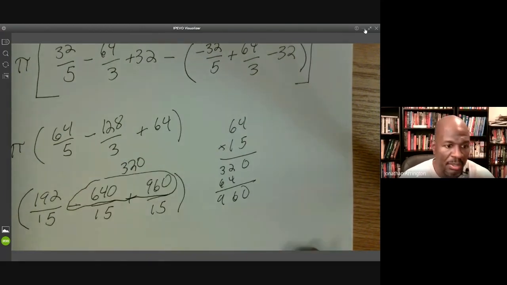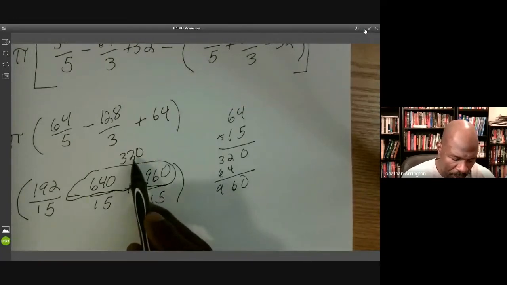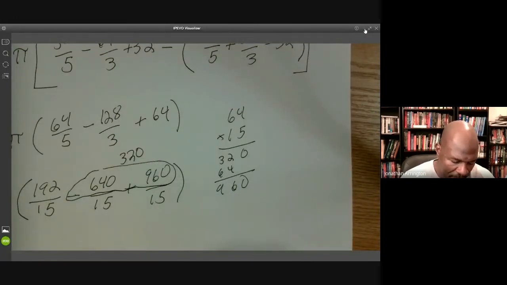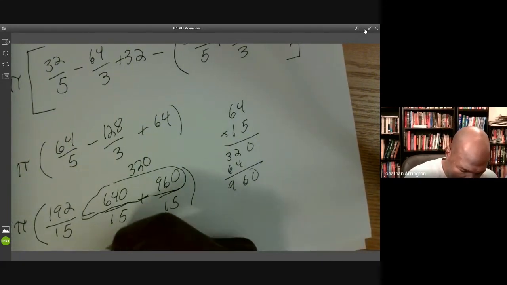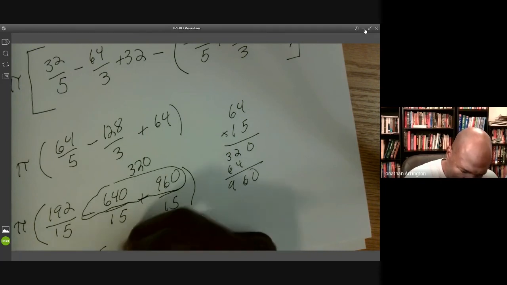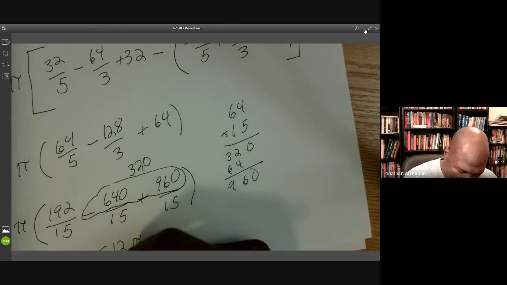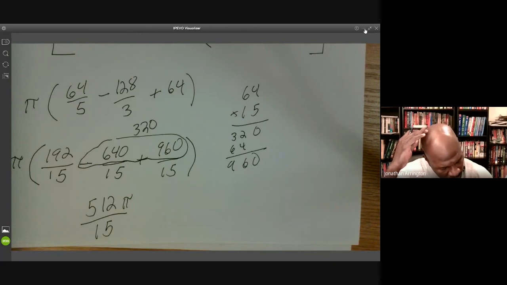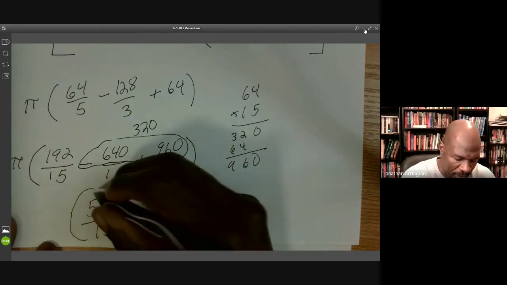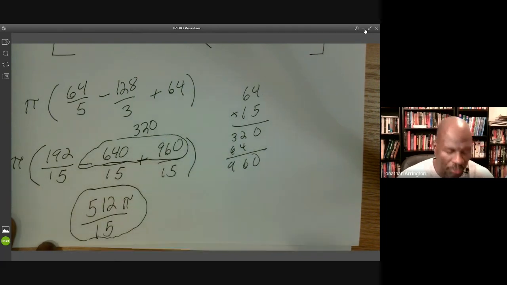There's a minus sign there, of course. So 320 and 192 is 512. So 512 pi over 15. And I don't think that can be reduced. 512 is 8 cubed, 64 times 8. And I don't think it has any factors with 15. So that would be our final answer, 512 pi over 15.